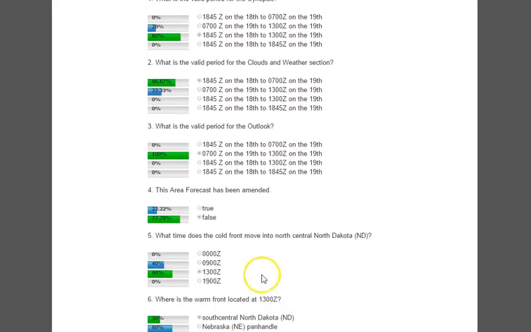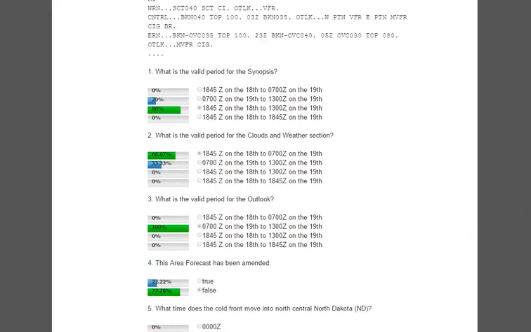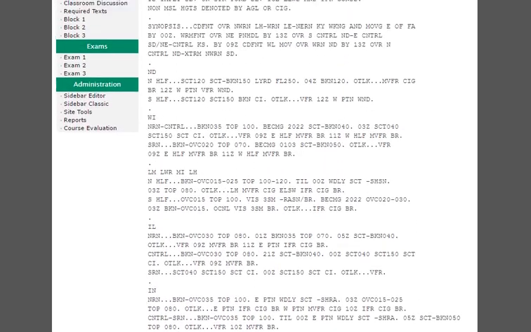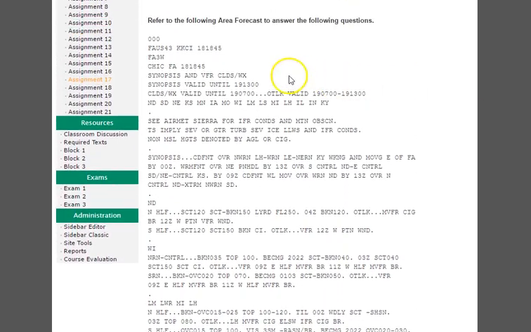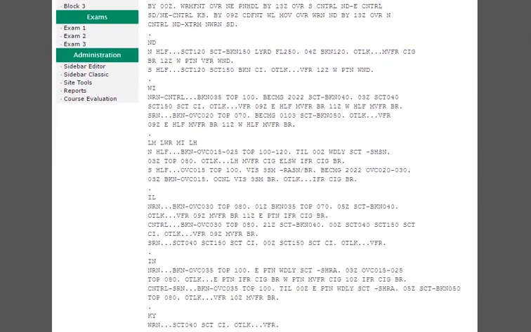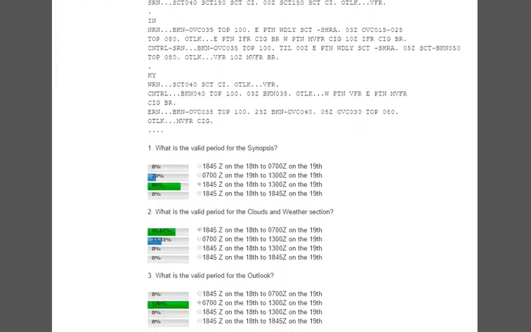Has the area forecast been amended? And then after that we start getting into the synopsis. So the area forecast, has it been amended? Going up here it'll say AMD, and I don't see that anywhere in the header. Also next to the state they will have update, or UPTD, updated. And I don't see that anywhere in the states, so no, this has not been amended.